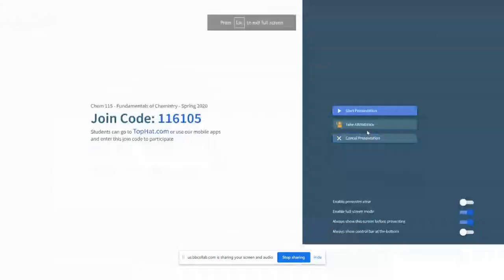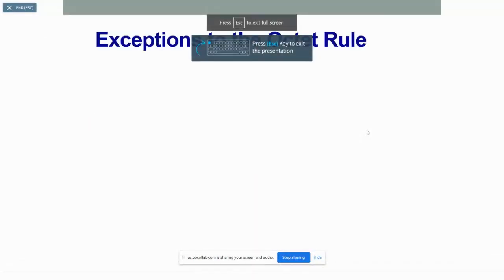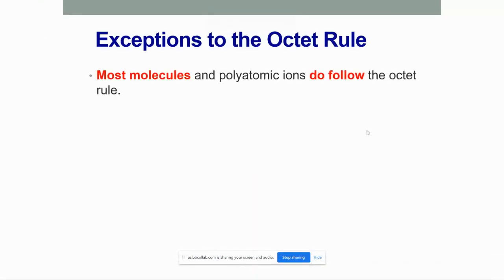So what are some of the exceptions to the octet rule? There are going to be lots of molecules which you're going to figure out whenever you do your VSEPR lab that is due this Friday. You're going to notice that yes, there are going to be molecules that violate the octet rule, and that's why we're going to look at them today.